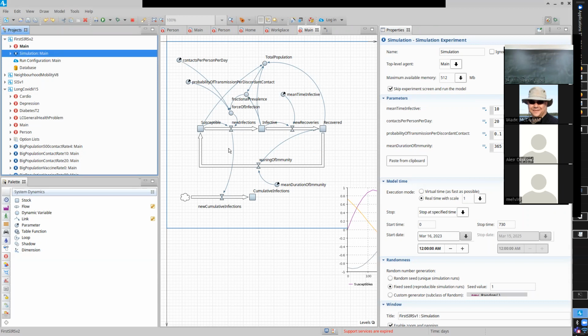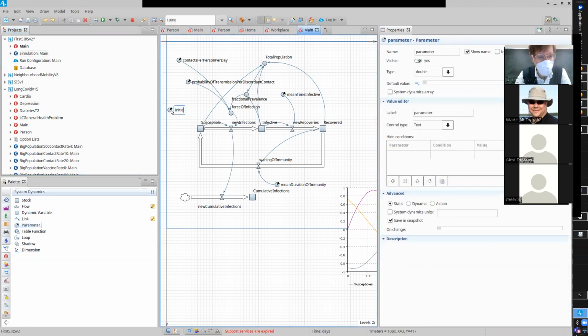Okay. So the first thing I'm going to do is create a stock that's going to be called initial population. Okay, so we're going to call it initial population.